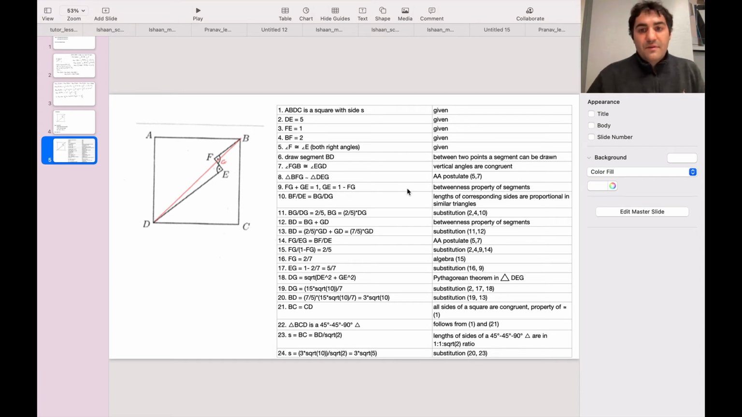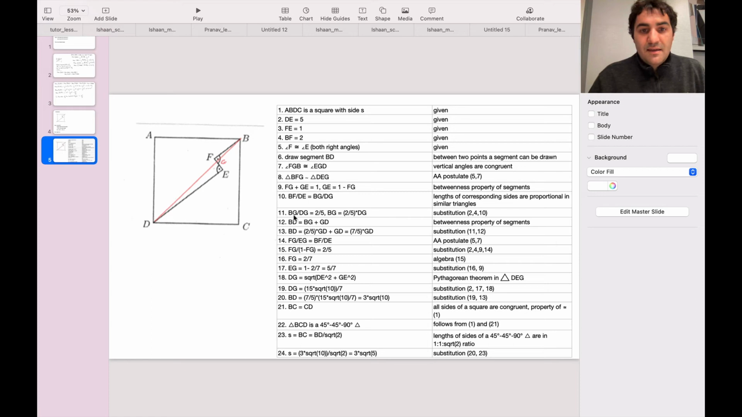We know by the betweenness property of segments, length of FG plus length of GE is equal to 1, therefore length of GE equals 1 minus length of FG. Using the similarity property we've just shown, we know the length of BF divided by length of DE is equal to length of BG divided by length of DG, right? And we know that because lengths of corresponding sides are proportional in similar triangles.